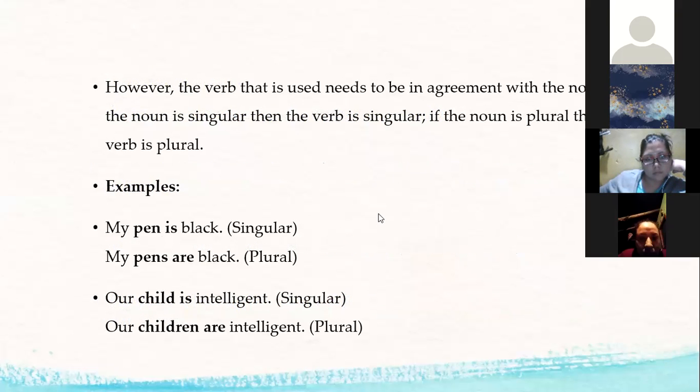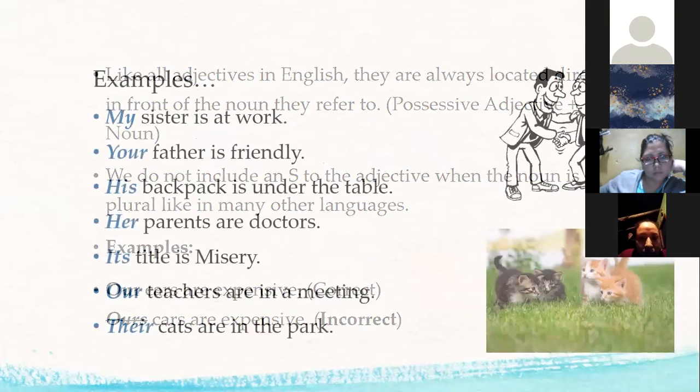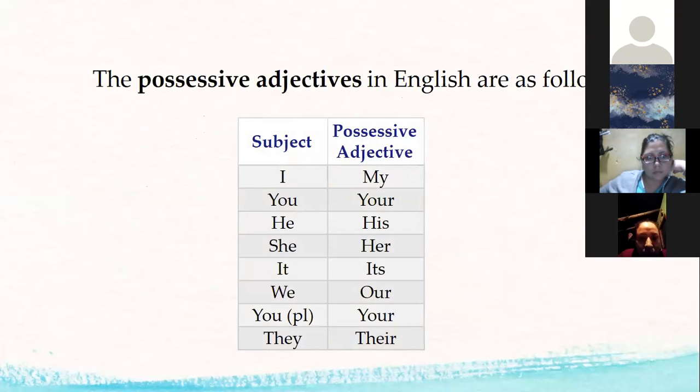So let me just go back here. If you remember, that's something that we studied yesterday, that we explained that possessive adjectives in English will be the following. So for I, we said it is my. You, your. He, his. She, her. It, its. We, our. You, your. And they, their. Okay. So the last sentence, what was the answer?